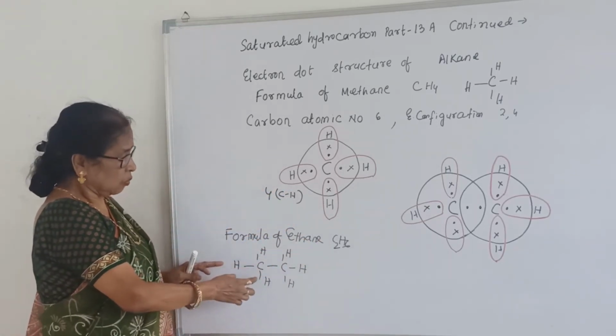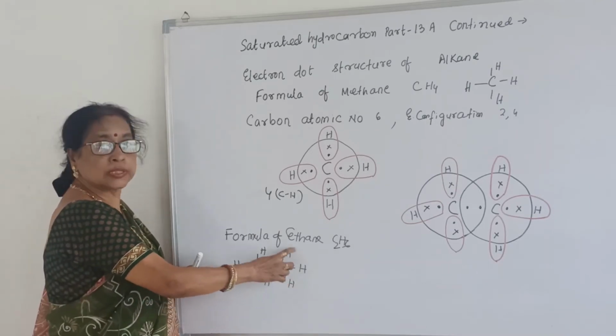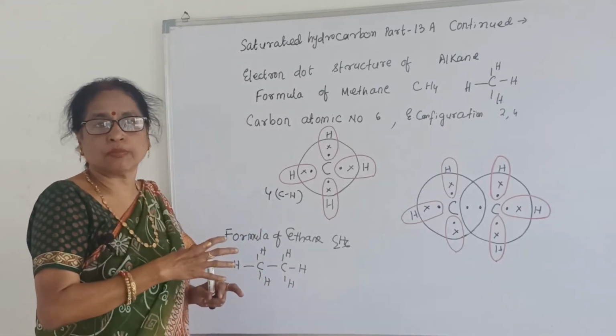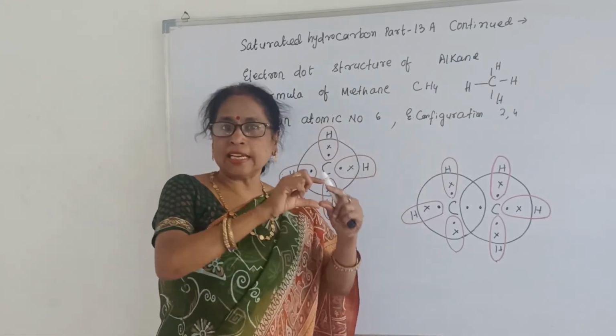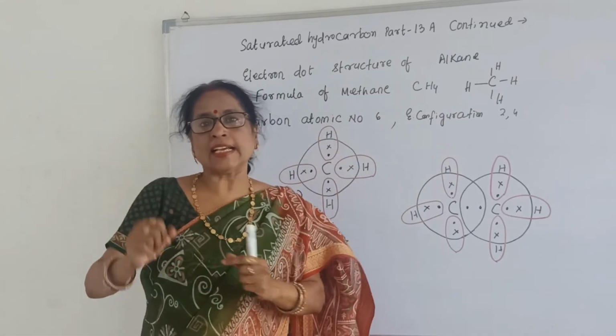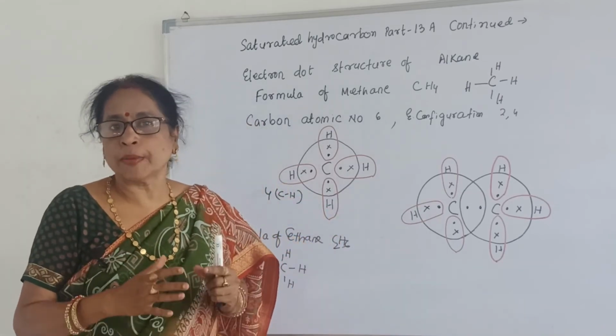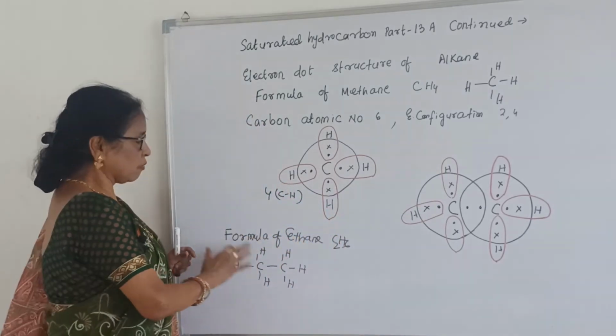How many? 1, 2, 3. 1, 2, 3. 6 CH bonds form. And one is the C and C bond. That means C and C one bond, and 3 CH and 3 CH. Totally how many? 6 CH bonds form.